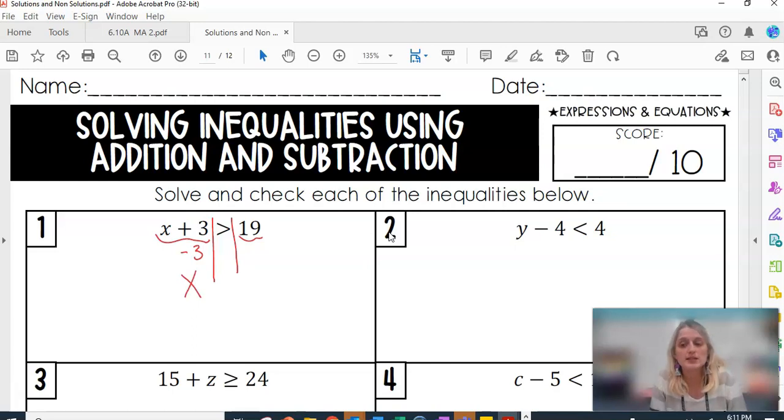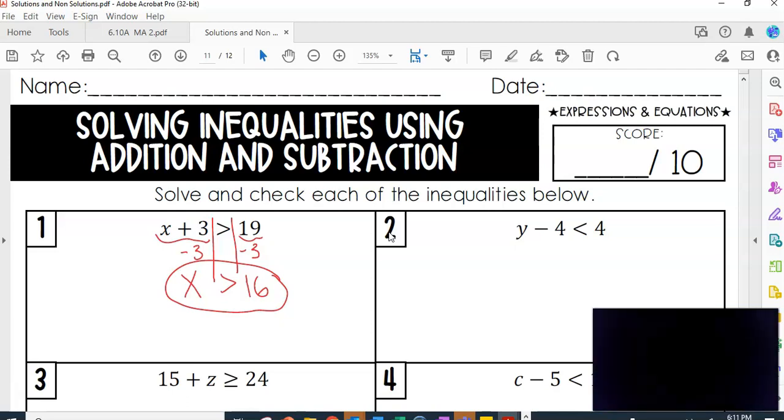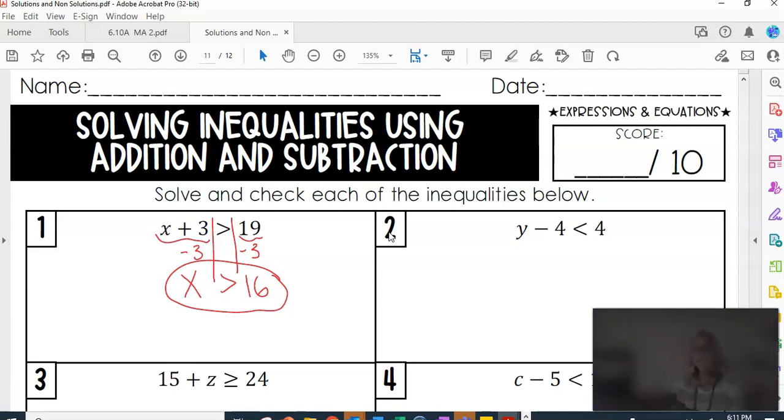But we have to stay balanced. We can't take away 3 from one side and not from the other side. So I'm going to take away 3 from 19 as well. 19 minus 3 is 16. And you are going to keep that exact same greater than symbol. That's your solution. X is greater than 16. You don't have to graph it, but if you were going to graph it, that would be an open circle because there's no or equal to line.